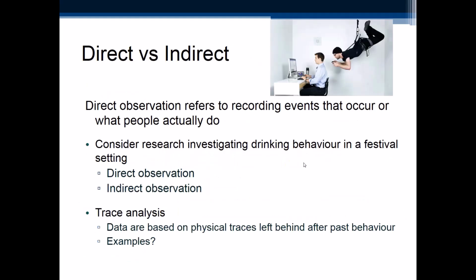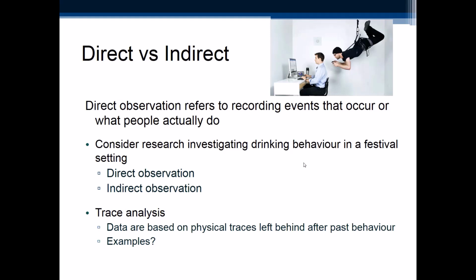We've also got direct versus indirect observation. So direct observation is where we record a behavior as it occurs. So we actually observe the true behavior. And then indirect observation is where we observe or look at artifacts that are left behind that indicate that the behavior has taken place.